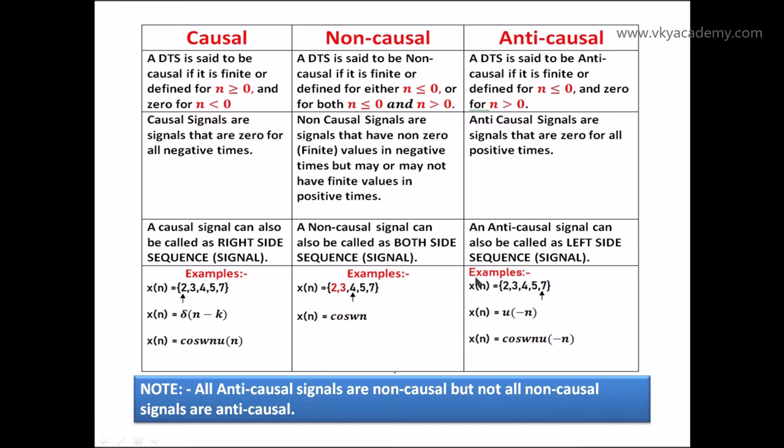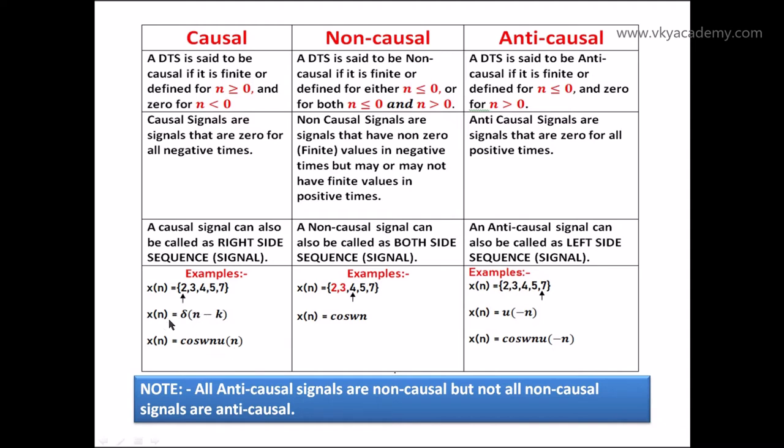Now in the example under anti-causal, you can see the same set of samples is given, but this time the pointer is at the last sample. So I can say that we don't have any sample for n greater than 0, but we have some samples for n less than or equal to 0. So I can say this particular signal is an anti-causal signal, and this can also be called a non-causal signal.